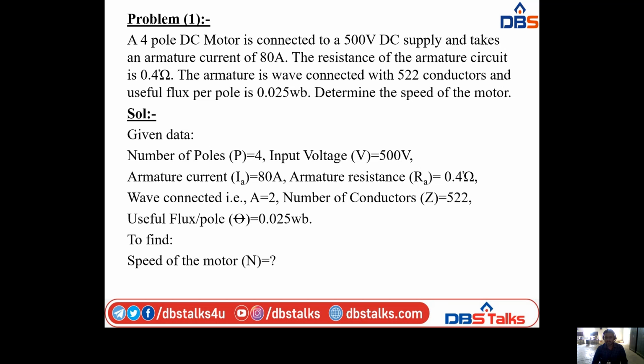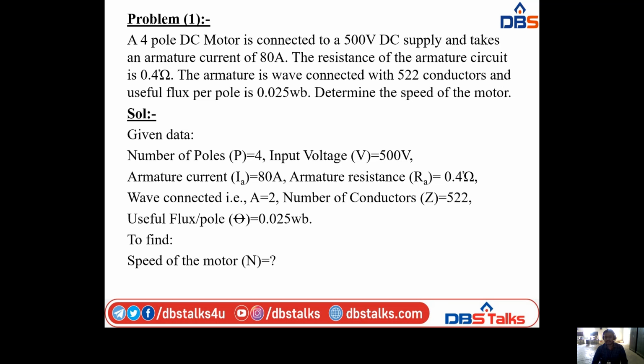You already know this: armature windings have two types, wave connection and lap connection. In the lap connected armature winding, the number of parallel paths is equal to the number of poles. But here it is a wave connected armature, which means the number of parallel paths is always 2. So I am taking A is equal to 2. They have given the number of conductors, Z is equal to 522, and the useful flux per pole, phi, is equal to 0.025 Webers.